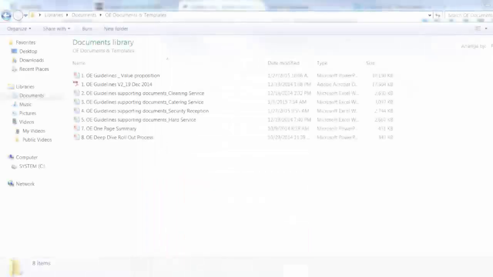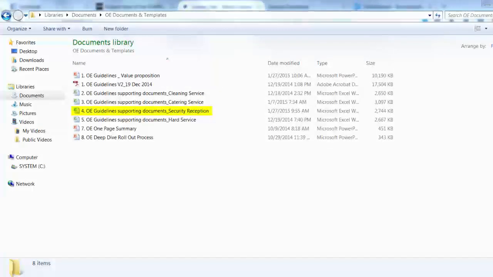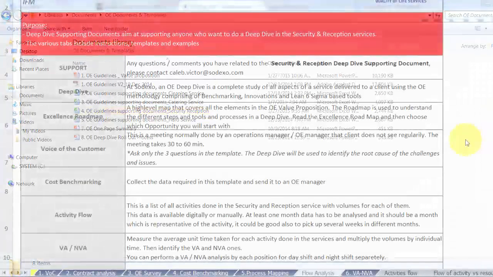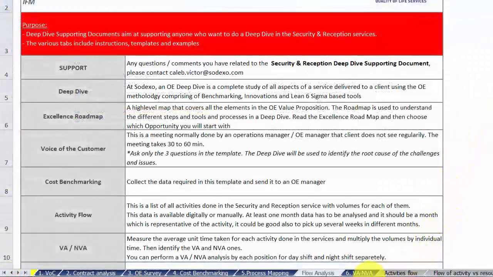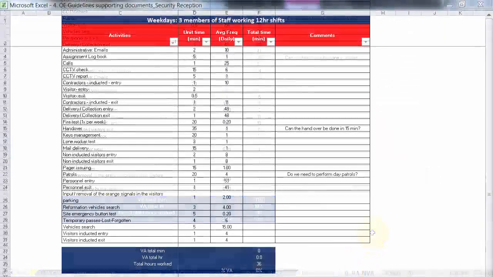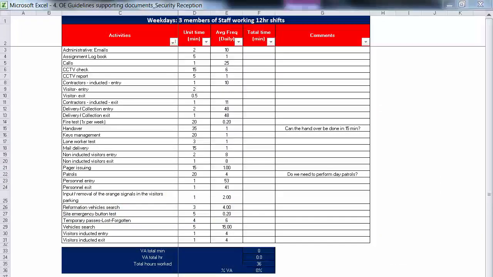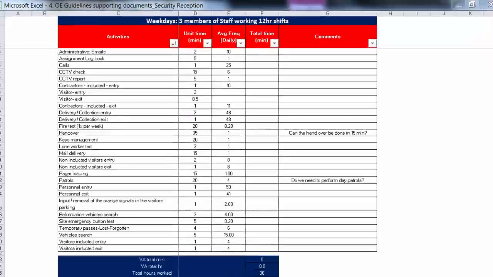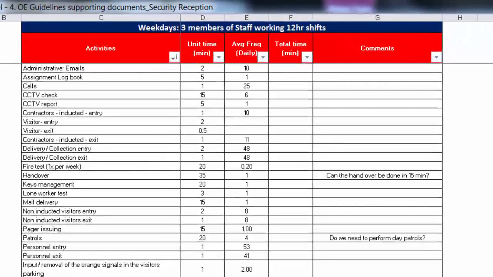So firstly, open the OE Guidelines template for security and reception, and head to the tab labelled VA NVA. In here, you'll find a table which you can use as a template to carry out your own analysis. So here we have looked at the data for 3 members of staff working 12-hour shifts during the week. But to perform the analysis, we'll first need to collect some data.